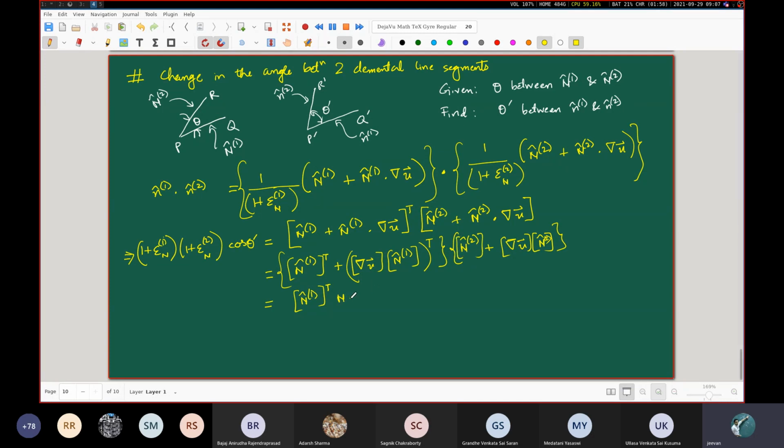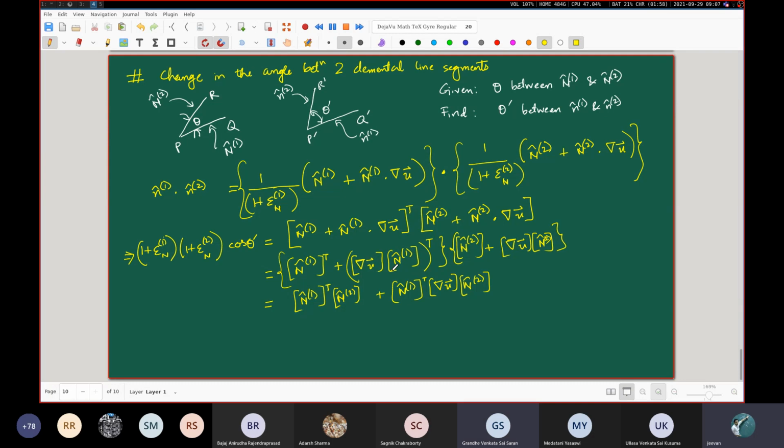This is matrix, plus n1 hat transpose multiplied with grad u. Sir, I think it would be the reverse of that. Which one? Sir, in this second part of the first bracket. This one? Yes, sir. I'm still putting the transpose outside. So in the next step, it will be n1 hat transpose grad u transpose.